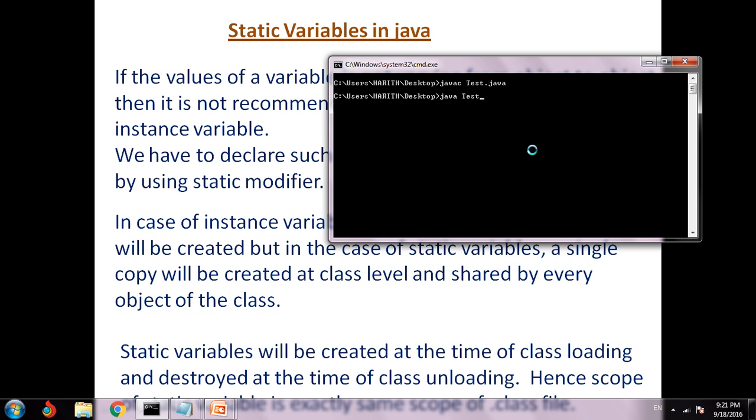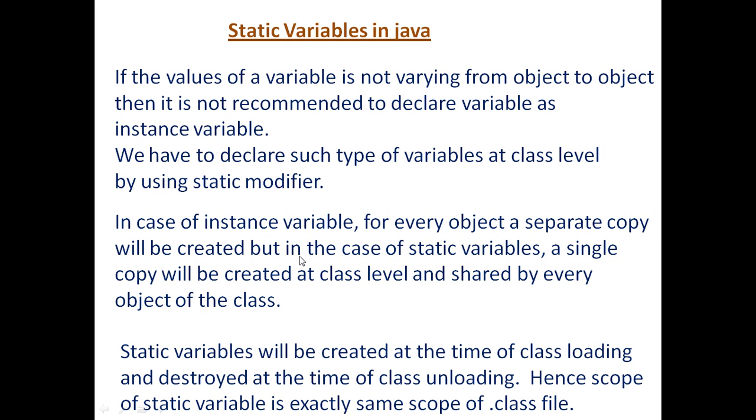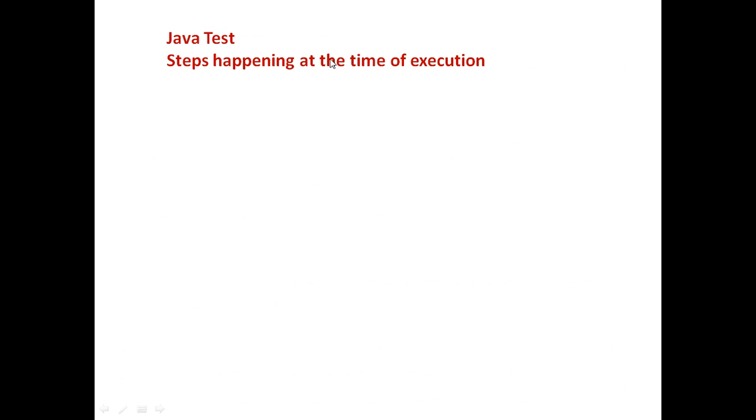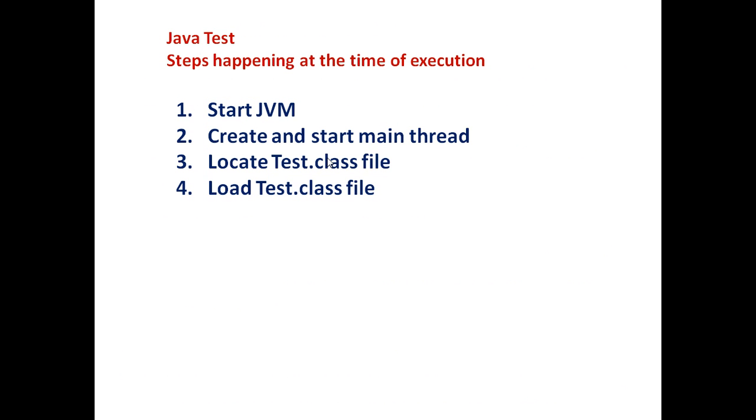Java Test. When I run this, there are some events occurring behind the scenes which help in running this program. The steps that happen at the time of execution of the java Test command are as follows. First, the JVM, the Java Virtual Machine, will start. Then it will create and start the main thread. This is the point from where the main program starts. Then it locates the Test.class file, which is created when we run the javac command. After locating, it loads it.